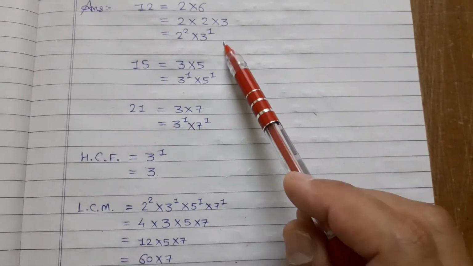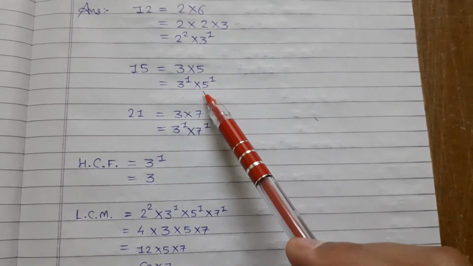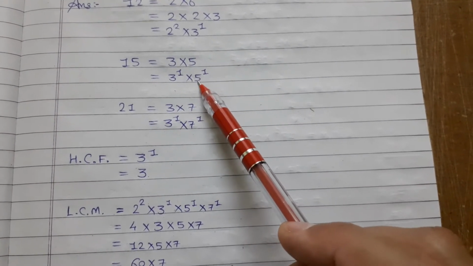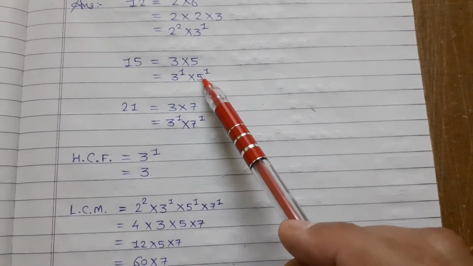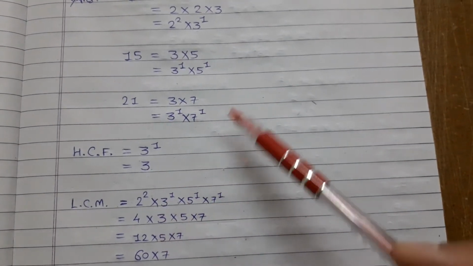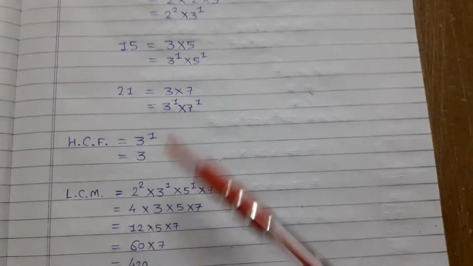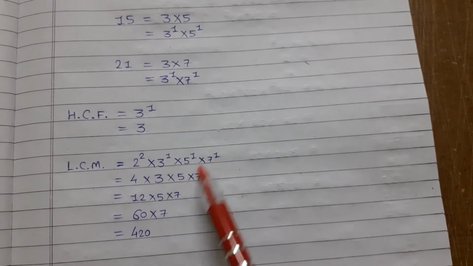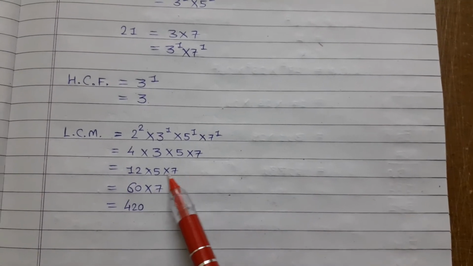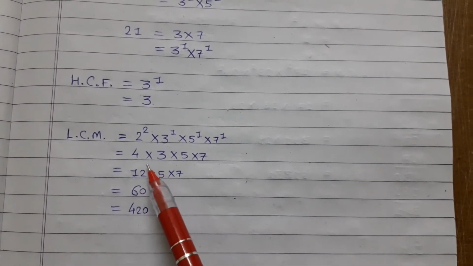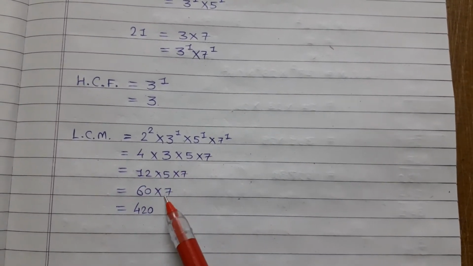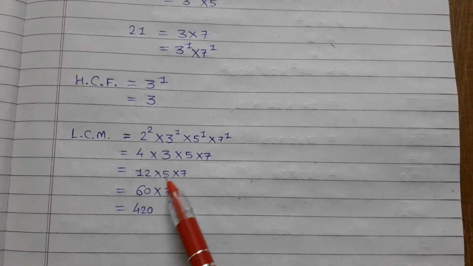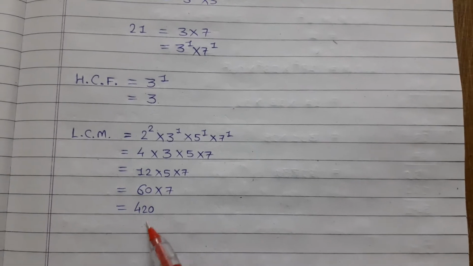Then also for LCM we will take the maximum power for uncommon digits also. Here 5 is not common in all the three, then also we are taking 5 raised to 1 and 7 raised to 1. So we are getting 2 raised to 2 means 4, 3 raised to 1 means 3, 5 raised to 1 means 5, 7 raised to 1 means 7. Therefore 4 3s are 12, 12 5s are 60, and 60 7s are 420.